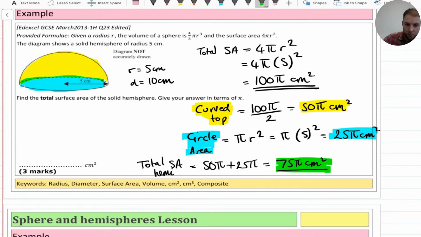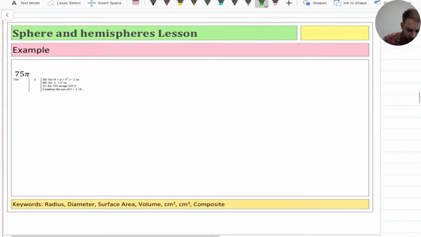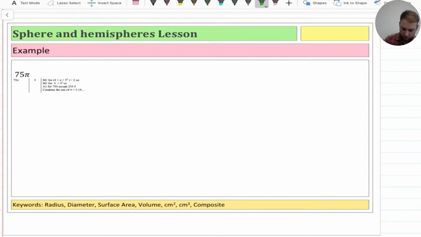So there's that question. Pop your hand up if you got that down. Brilliant. Super. Alright, so there's your answer, 75 pi. Brilliant, you got that right.